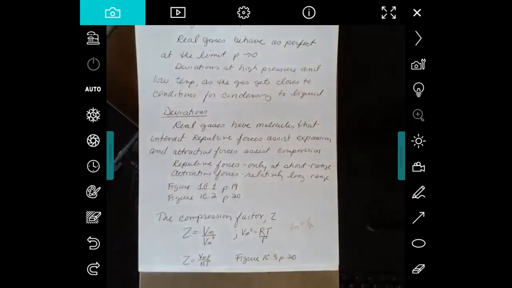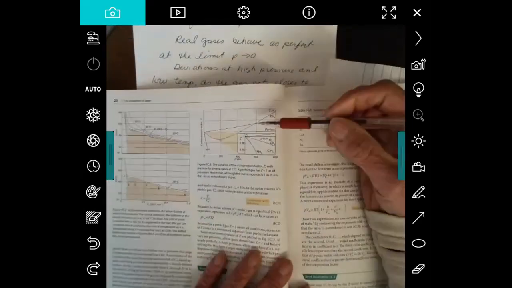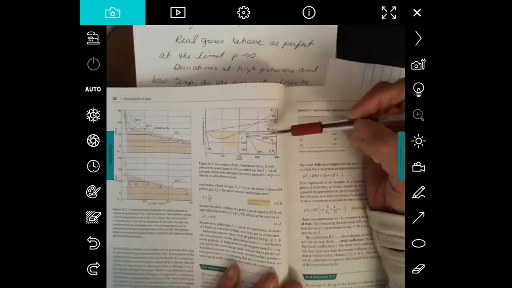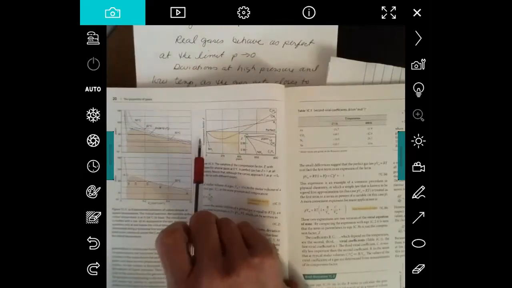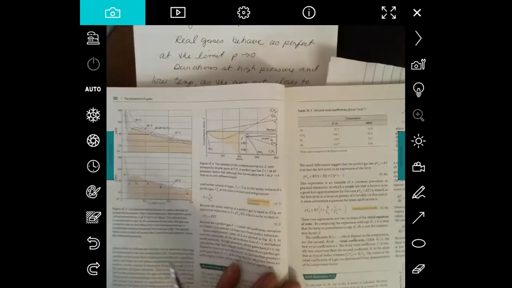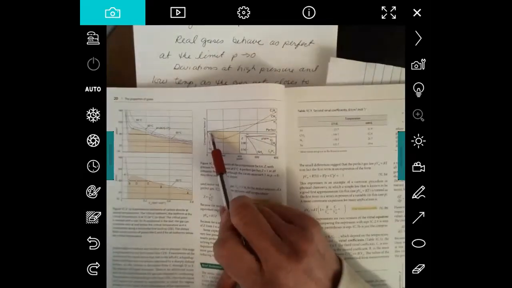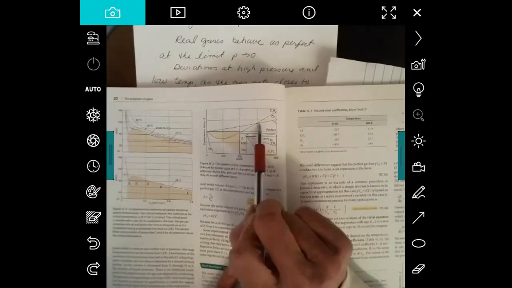So when we look at page 20 and look at this graph up here, this is showing you compression factors for different gases and how they change with pressure itself. As you go to zero pressure, they should all have compression factors of 1, because at the limit of pressure going to 0, all gases should behave ideally. Some gases like hydrogen never have compression factors lower than 1. They're always higher than 1.